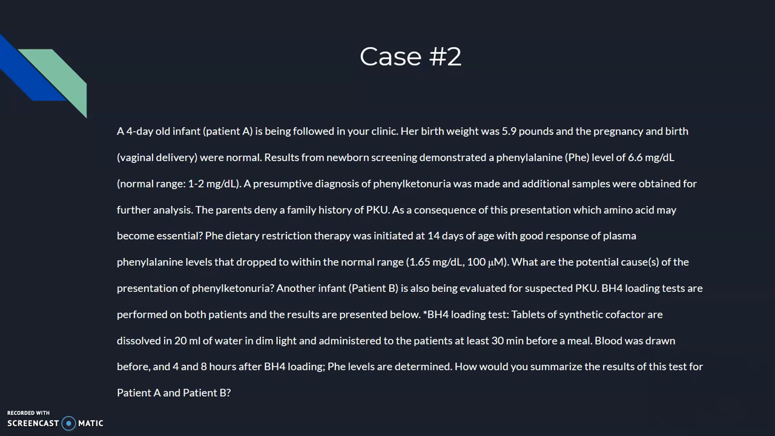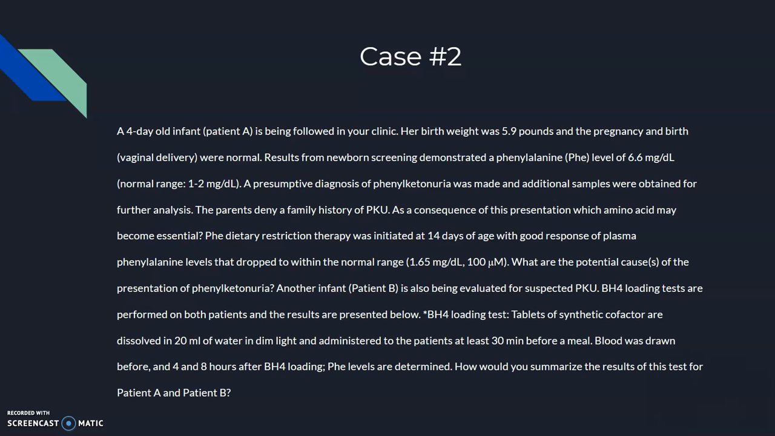As a consequence of this presentation, which amino acid may become essential? Phenylalanine dietary restriction therapy was initiated at 14 days of age, with good response of plasma phenylalanine levels that dropped to within the normal range, which is 1.65 milligrams per deciliter. What are the potential causes of the presentation of phenylketonuria? Another infant, patient B, is also evaluated for a suspected PKU.